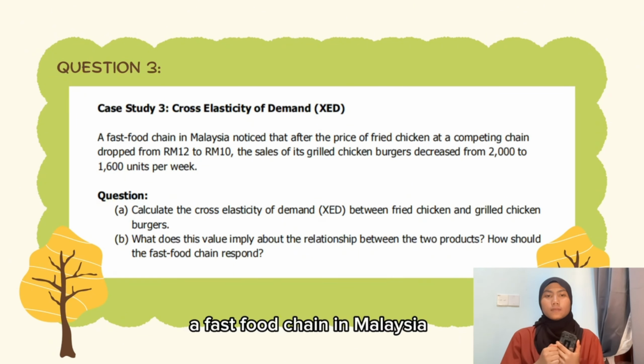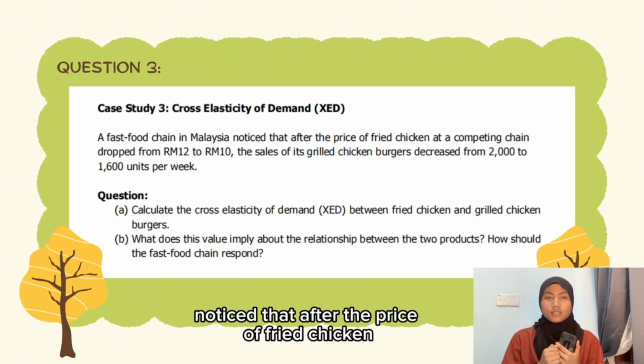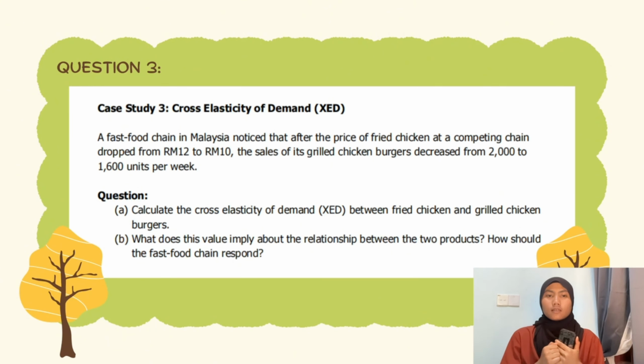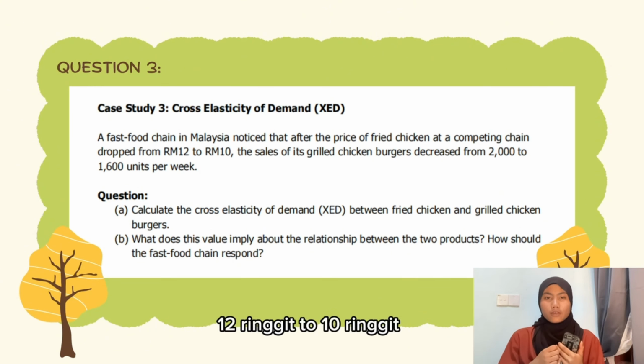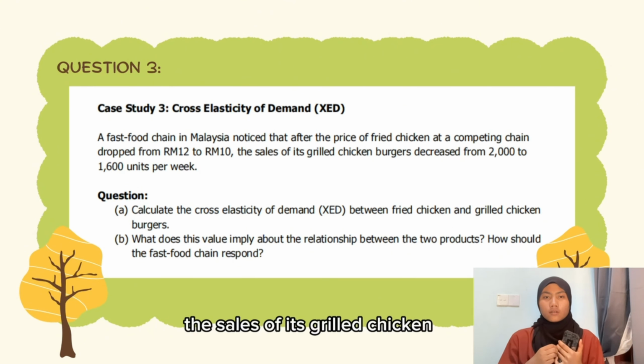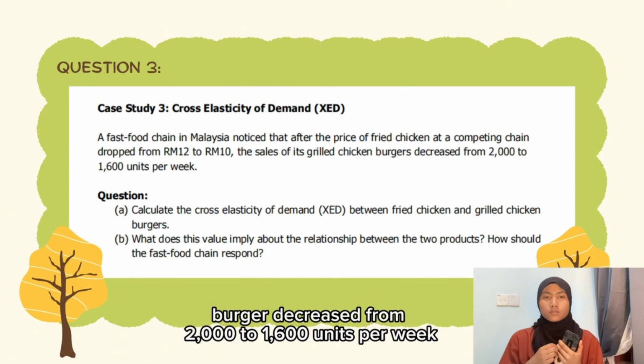Okay, next we go to case study 3, cross elasticity of demand, XED. A fast food chain in Malaysia noticed that after the price of fried chicken at a competing chain dropped from 12 ringgit to 10 ringgit, the sales of its grilled chicken burger decreased from 2,000 to 1,600 units per week.